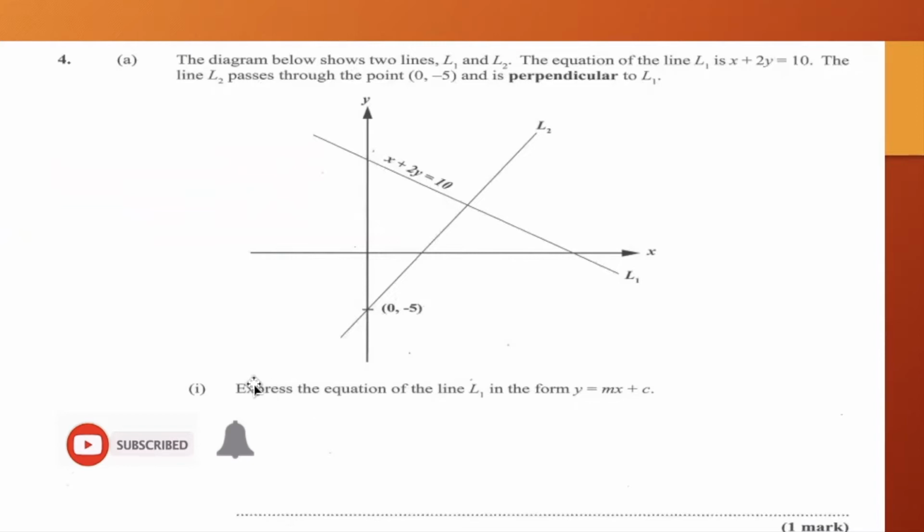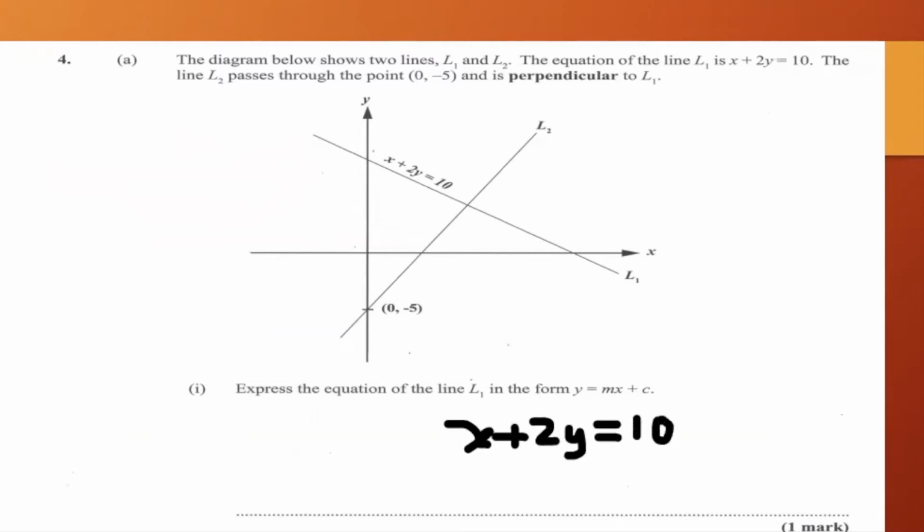Now, express the equation of the line L1 in the form y equal mx plus c. So L1, we're given as x plus 2y equal 10. I need it in the form y equal mx plus c, where m is a gradient and c is a constant.